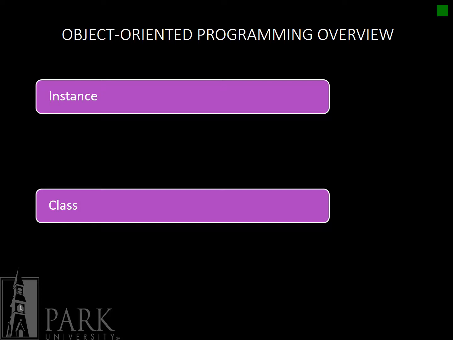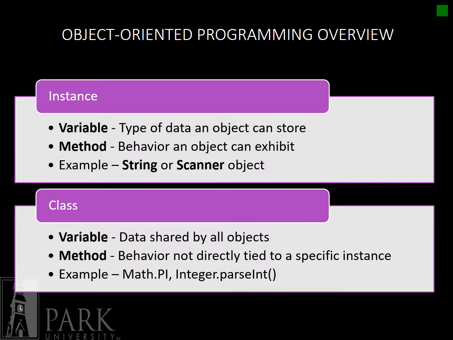In contrast, a class variable stores data that is shared by all objects, and as such is accessible without any instance of the class. Similarly, a class method isn't tied to a particular instance of an object, and it can be called at any time. So the Math and wrapper classes are examples of classes that use class variables and methods.